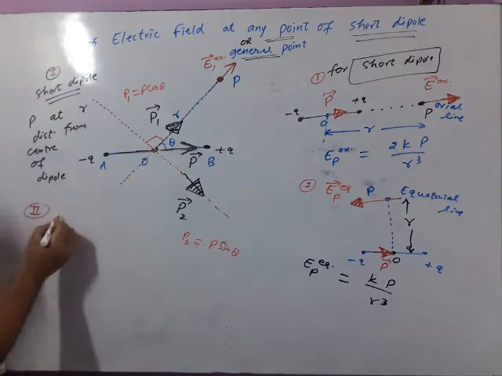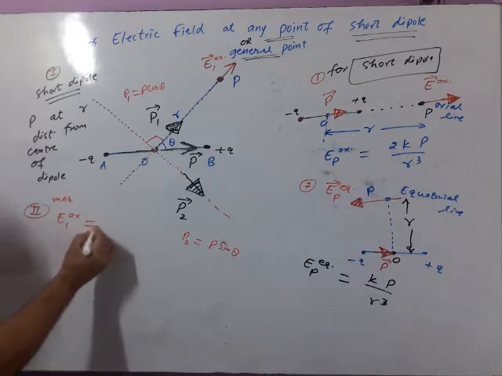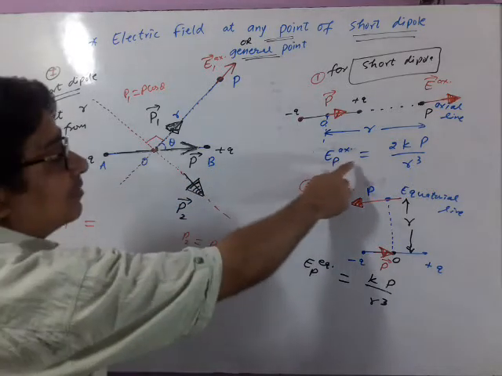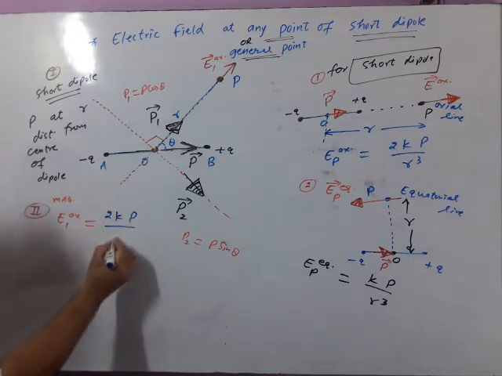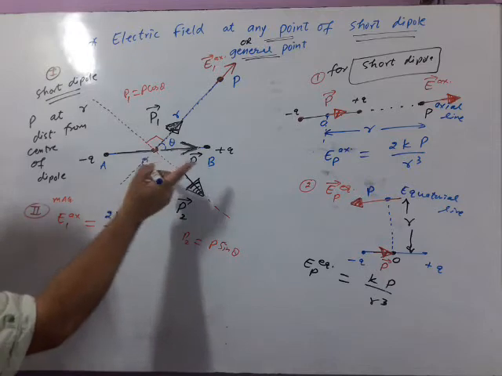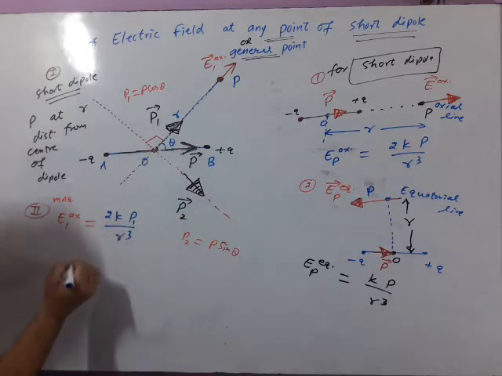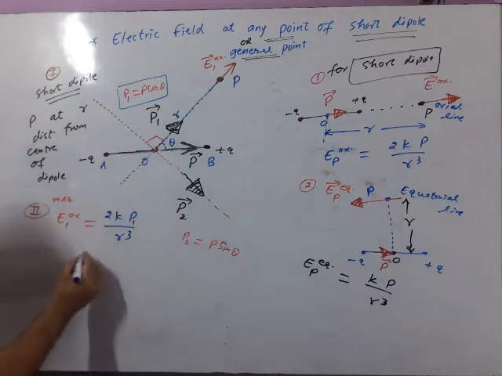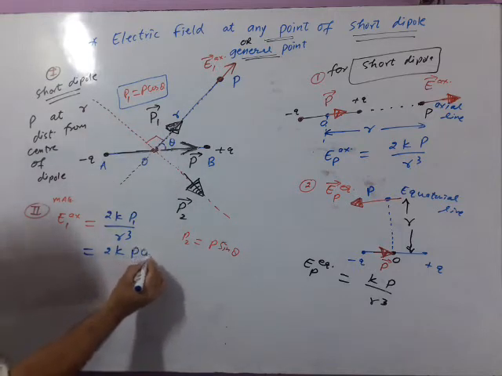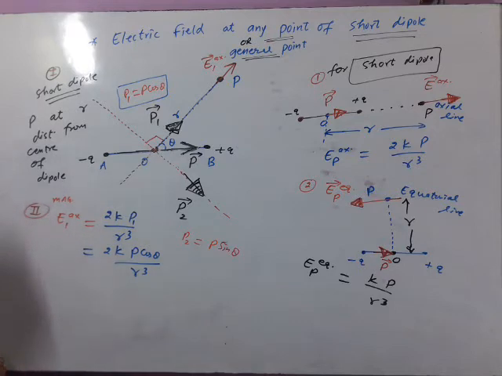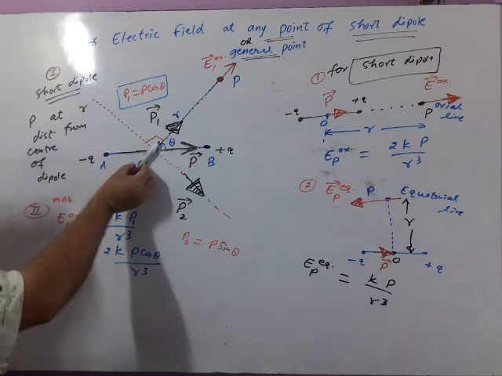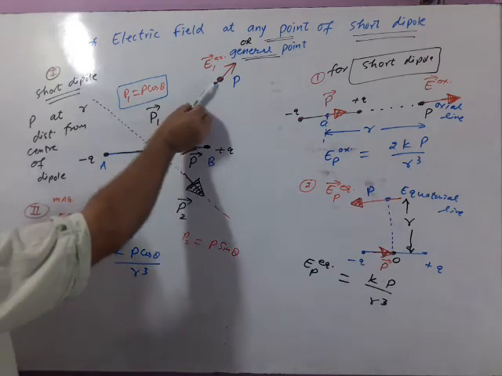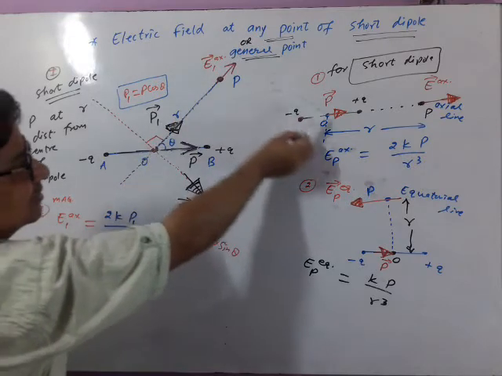So in the second point, this E1 axial magnitude will follow the axial formula. You will write it like this: 2kP by r cubed. Remember, if it is P you write P, if it is P1 you write P1. And you know P1 is P cos theta. So this is 2kP cos theta by r cubed. Direction is known to you. Wherever the direction of the P1 vector is given, on the axial point the electric field also exists in the same direction. This is concept 1.